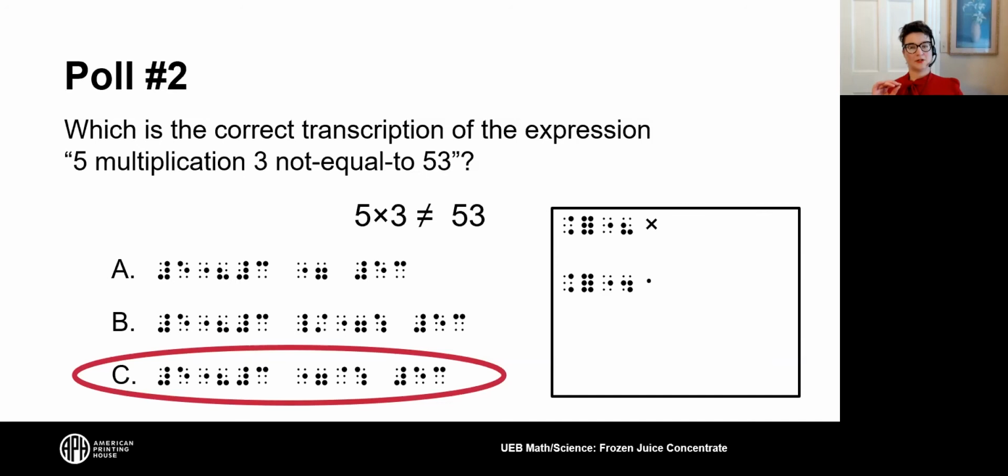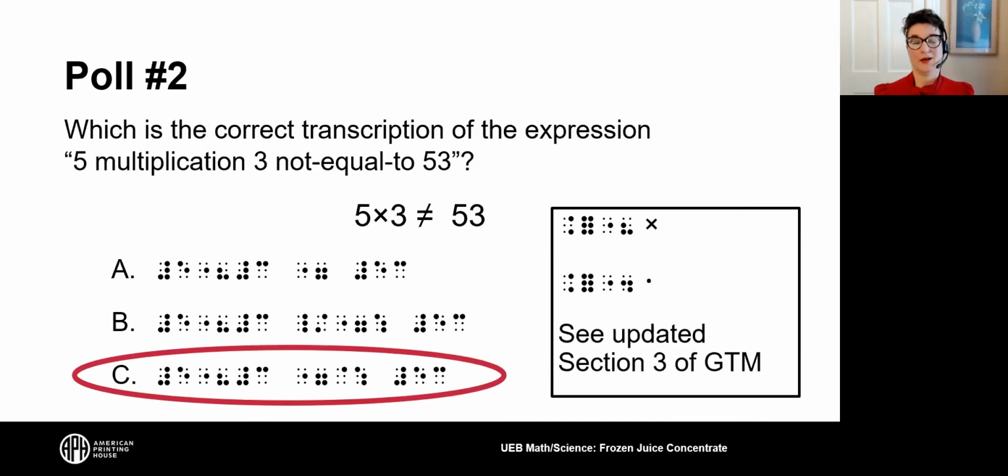Please let me take a moment to distinguish the cross multiplier from the dot multiplier. They're two separate print symbols and they are two separate UEB symbols. Again, that cross multiplier is the dot 5, and then sometimes we call it the lower h, but it's dots 2, 3, 6. And the dot multiplier is dot 5 and then the lower 4 or lower D, it's dots 2, 5, 6. Those are in the updated section 3 of guidelines for technical material.